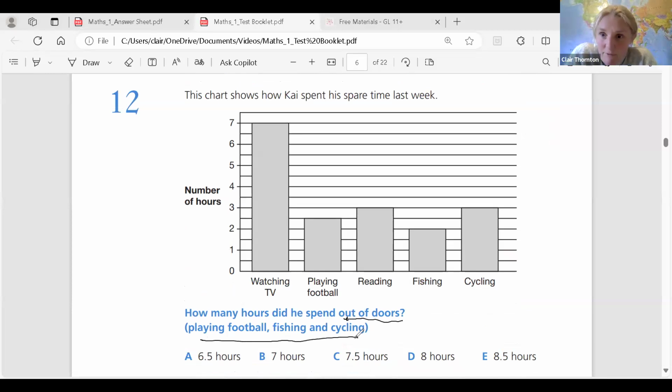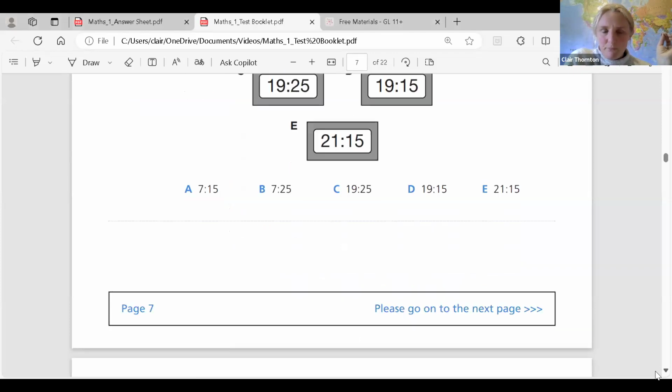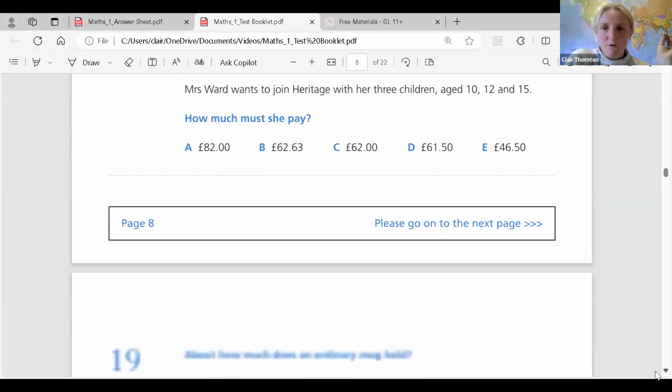But just be careful that you have read that whole thing. It's only the football, the fishing, and the cycling. So we don't need to take any account of watching TV or reading. People get this wrong because they haven't read that bit properly. Okay, I'm going to show you another one as well, a little bit further on, where people make errors with not reading them properly. So if we go down to 23, which is a bit further on now.